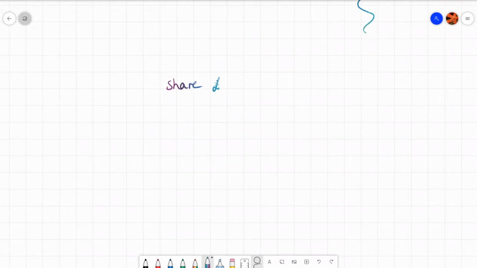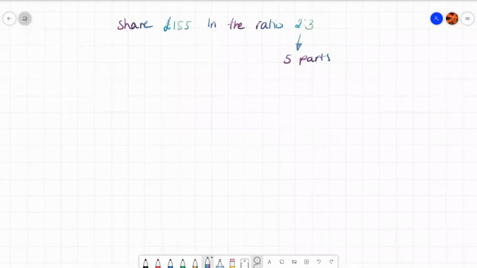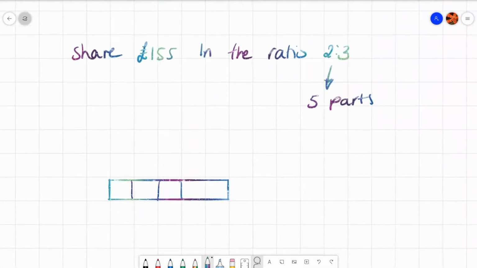Share £155 in the ratio 2 to 3. Well, that together is 5 parts, isn't it? So pretty simple there. So I'm going to do 1, 2, 3, 4, 5. I'll just zoom in a little bit. Okay, so you've got 2 boxes and then 3 boxes here. So all this is worth 155, and I want to work out how much is in one box. So I've got to do 155 divided by 5.